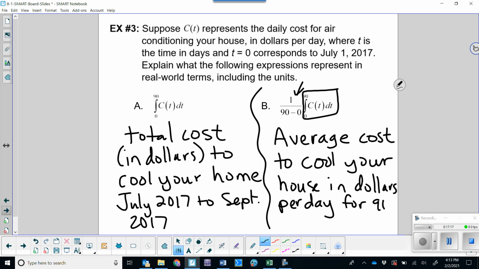Be sure we have units. And here's a different way we could have said the same thing over here, for 90 days from July 1st, 2017. So that's how I could say the same thing too. I could have just said cool your home for 90 days from July 1st, 2017. So on the first one. So that's just giving you two different ways that you can sort of say that, okay?